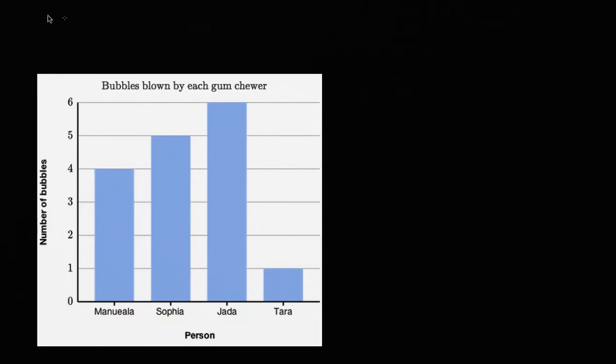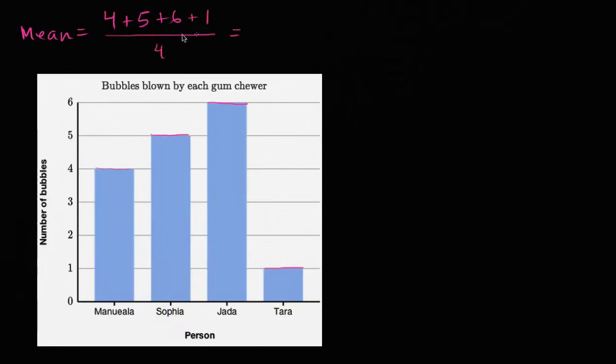All right, so step 1, let's figure out the mean. The mean is just going to be the sum of the number of bubbles blown divided by the number of data points. Manuela blew 4 bubbles. Sophia blew 5 bubbles. Jada blew 6 bubbles. And Tara blew 1 bubble. And we have 1, 2, 3, 4 data points. So let's divide by 4.